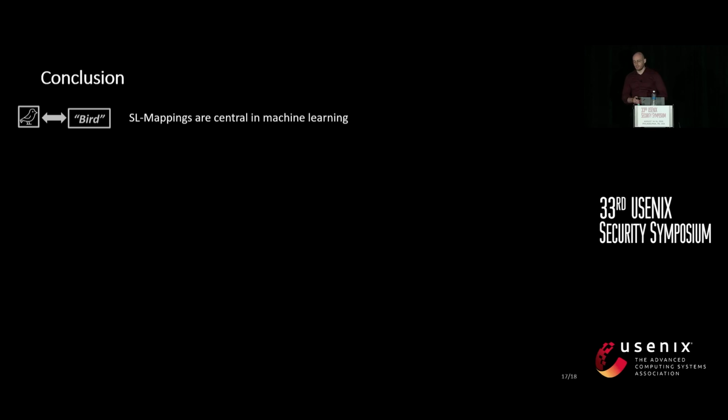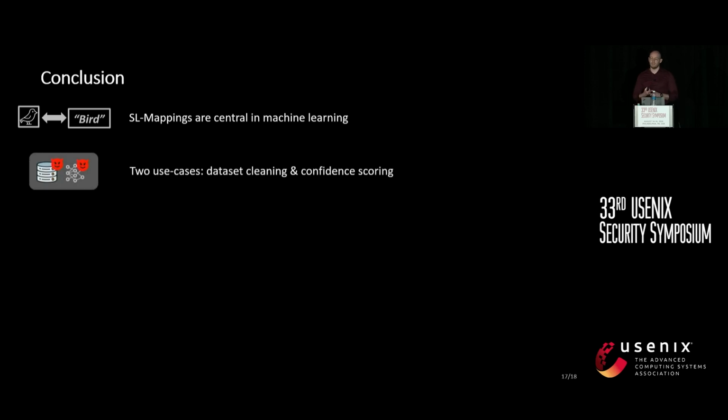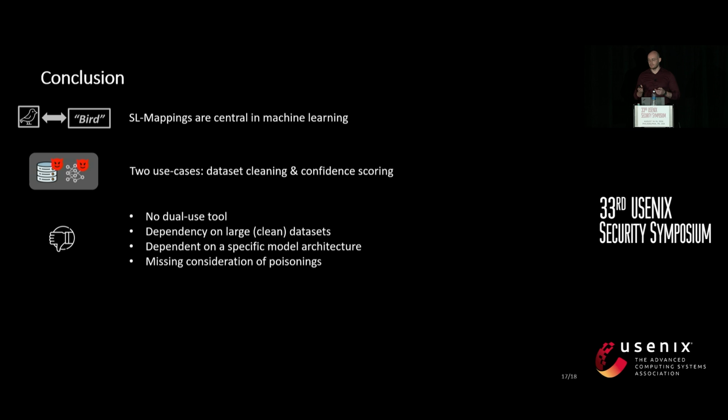So to sum up the talk, we have sample label mappings that are central in machine learning in different use cases, especially for dataset cleaning and confidence scoring. Existing works in those domains have several downsides. Especially, there's no dual-use tool, even if we have the same underlying problem. Sometimes they rely on completely untrusted datasets or big clean datasets. They can be specific to a model or architecture or a model instance, and some confidence scoring works don't consider poisoning attacks in their evaluations.